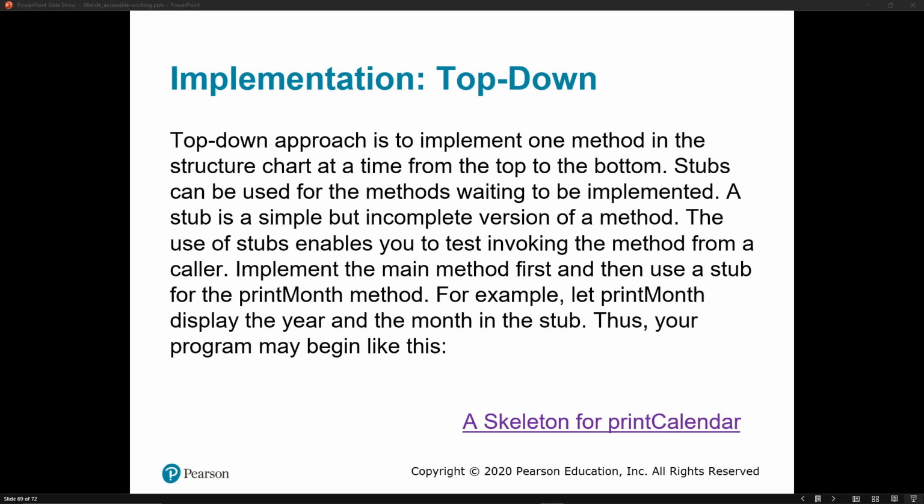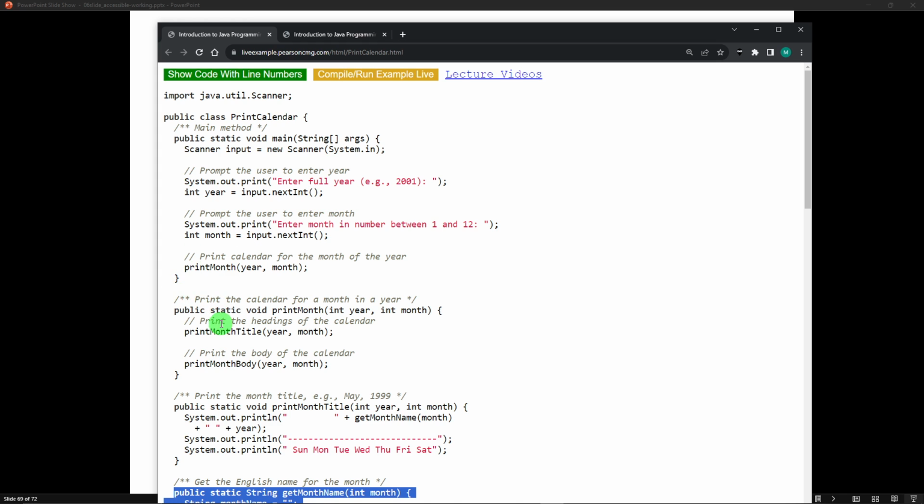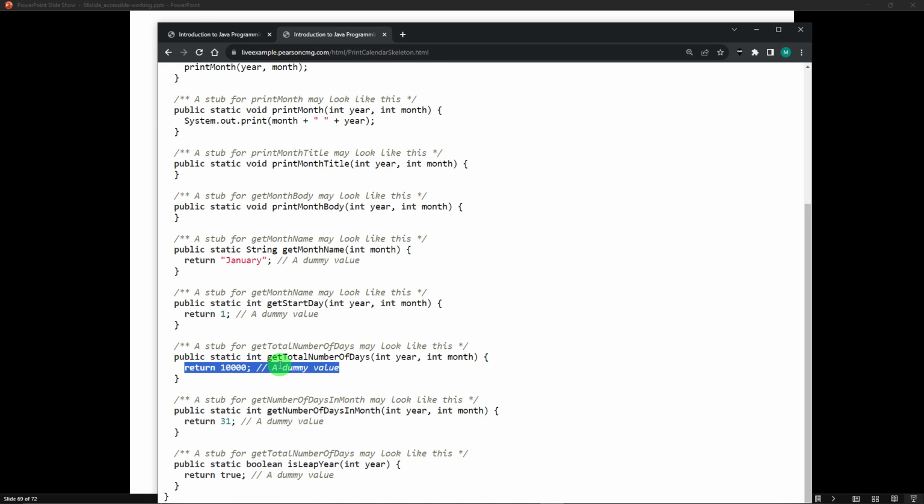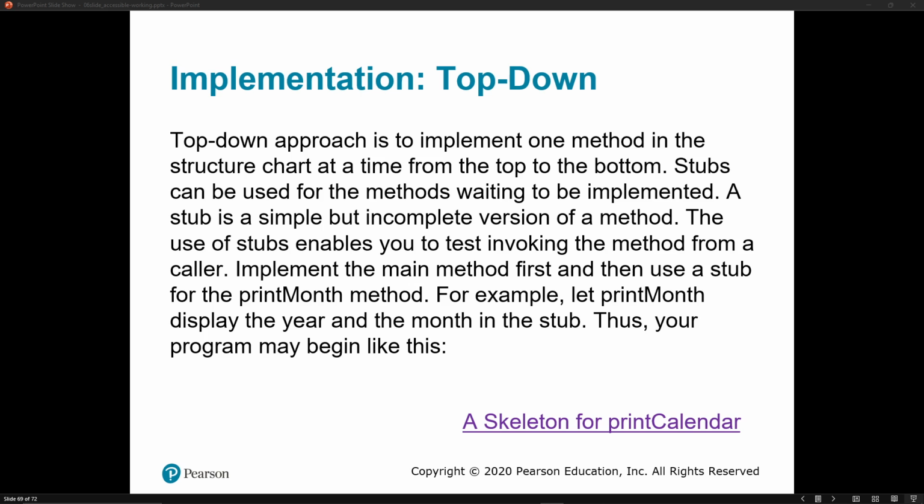That's why each of these stubs had a return type and some parameters, when we had stubs here, and we returned dummy values, because then we can practice making those calls even though it's not returning correct values yet. Okay. We implement the main method first, then use a stub for the print month method. For example, let print month display the year and the month in the stub. We saw those examples as we were looking at the stub. Okay, and we looked at that skeleton.